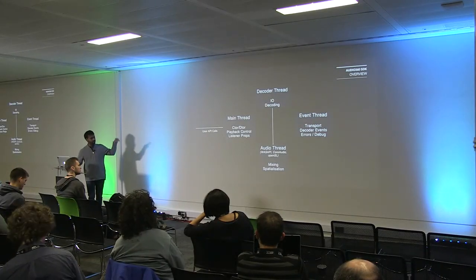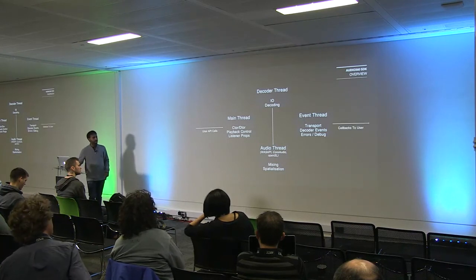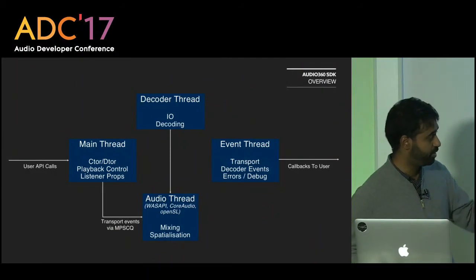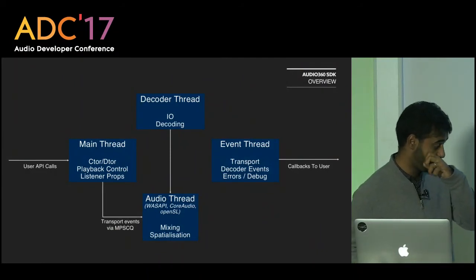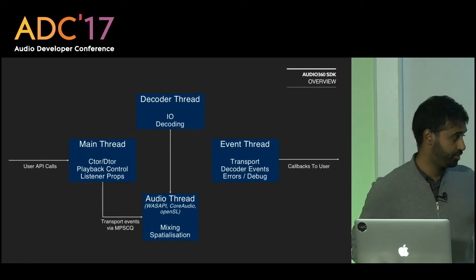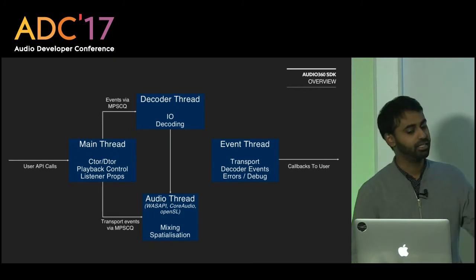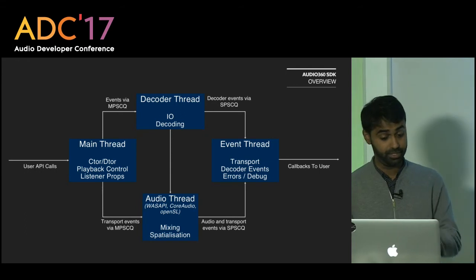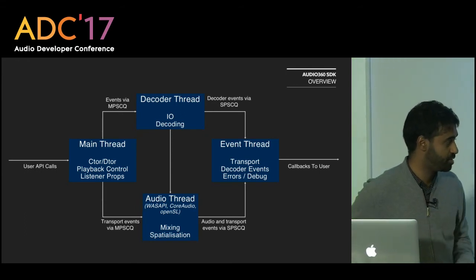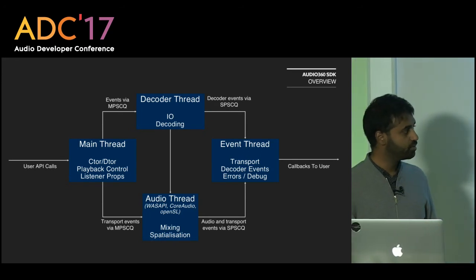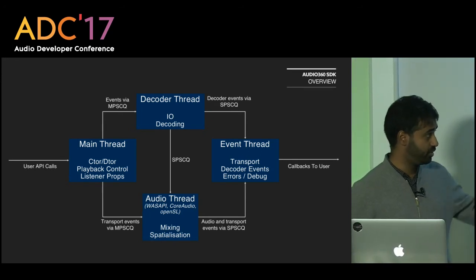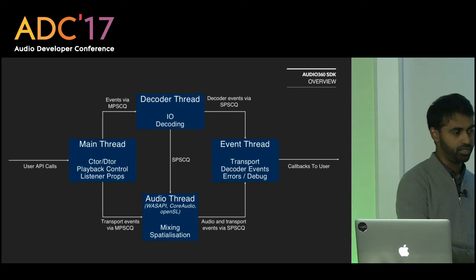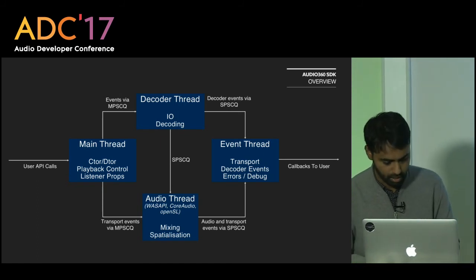So the typical flow is the user calls APIs, and they also receive callbacks from the event thread. All events from the main thread, or whatever thread the user calls certain APIs from, communicate to the audio thread through a lock-free queue. Same thing happens with the decoder thread as well. The decoder thread and the audio thread communicate to the event thread again via a lock-free queue, so everything's lock-free and thread safe as much as possible. The decoder thread also communicates to the audio thread via a lock-free queue. So we use the queues to transport both events and data across the system while ensuring things are lock-free.